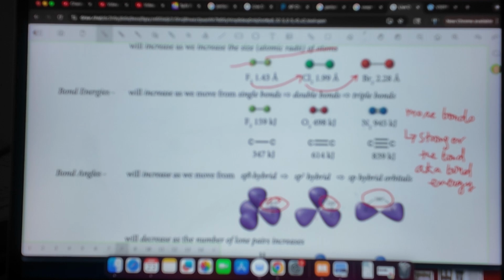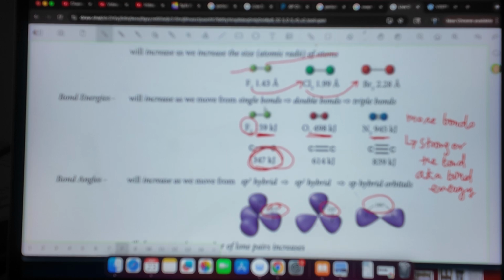So here, if we look at a periodic table, F, O, and N. F is bigger, right? But its bond energies are less. And then oxygen and nitrogen. Here it talks about how bond energies will increase as we move from single bonds and double bonds to triple bonds. And here we talk about the radii, the size. As the size increases, the bond length will also increase. So that's what we're seeing. Bond length increases.